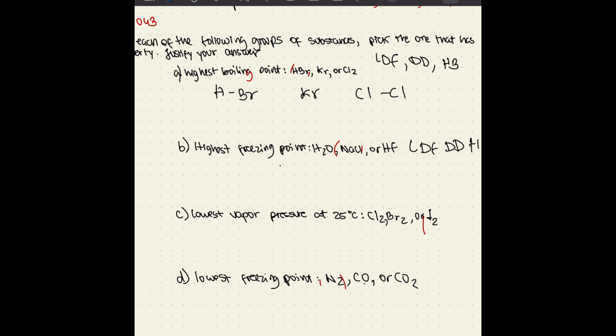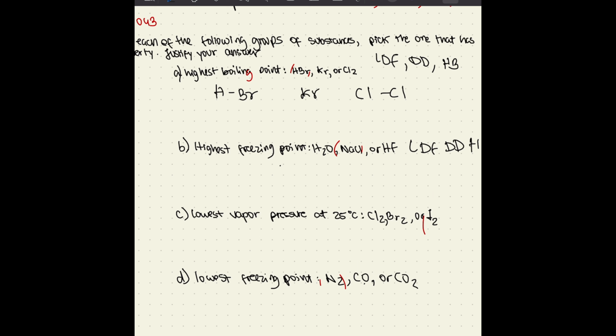And LDF is related to the molecular size. So the bigger the molecular size, the bigger the LDF, and the smallest molecular size is the weakest LDF. So now we have these three.